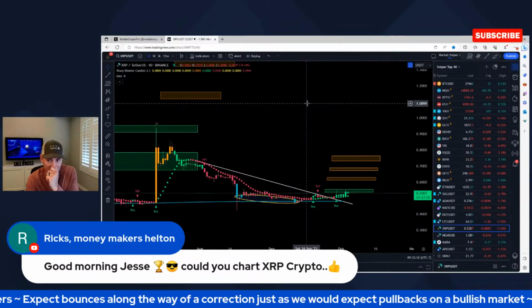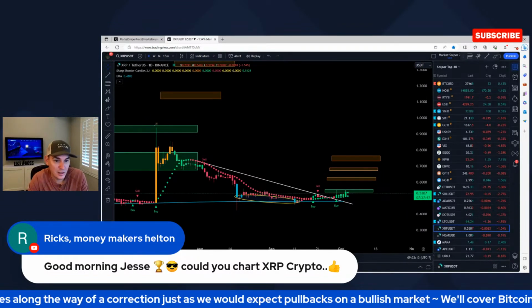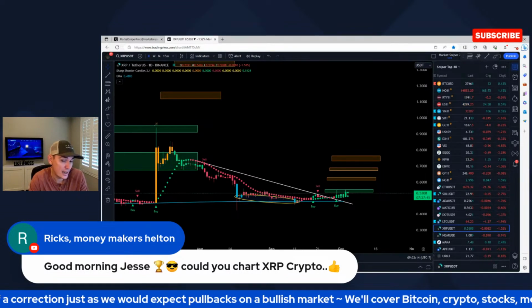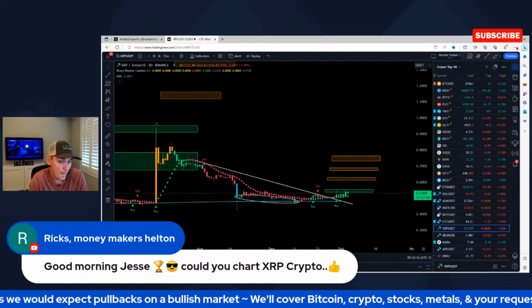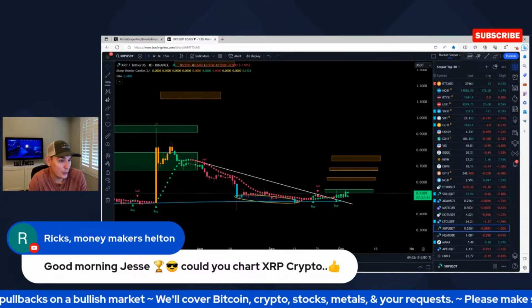So that's XRP. Not much else to really talk about, but the weekly chart is still bullish, and the daily chart is still bullish, Rick.